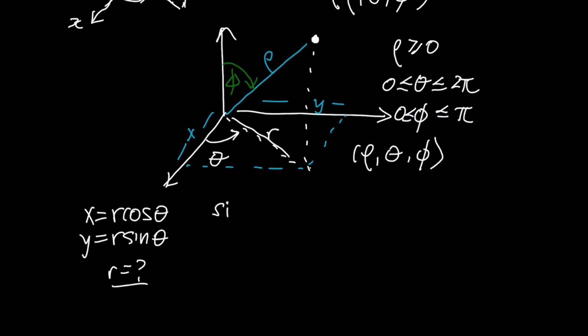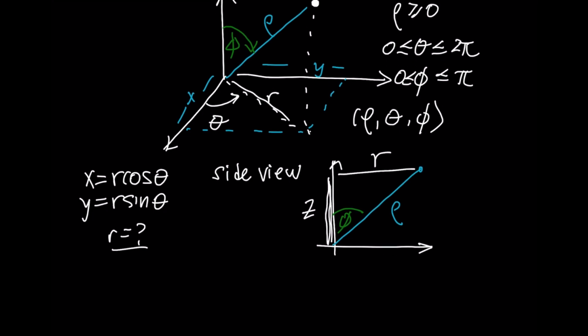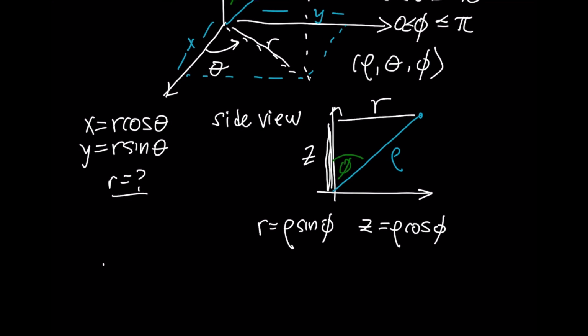So to help us understand that, we're going to take a look at the side view of this configuration above. What we will see is this radial arm here that has a distance of rho, and then there will be our polar angle phi in there. This distance is r, whereas this vertical distance here is z. And from simple trigonometry, what you're going to see is that r will be rho sine of phi, and z will be rho cosine of phi. And we're going to use these relationships throughout.